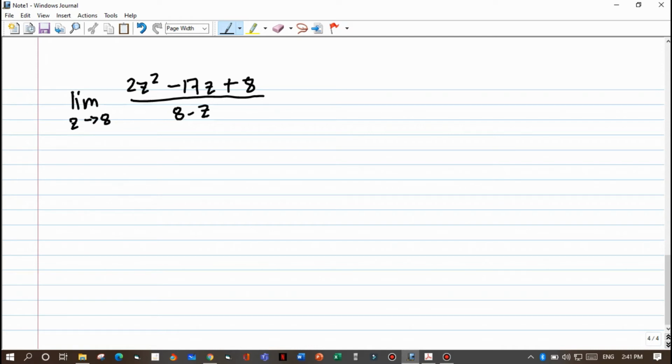But what we can do is to simplify this function by factoring out our numerator and find a term that we can cancel out. So factoring our numerator, we get 2z minus 1 and z minus 8 all over 8 minus z. Now, can we cancel out z minus 8 and 8 minus z? We cannot cancel them out since they're not in the same form. So we have to rewrite one of them.